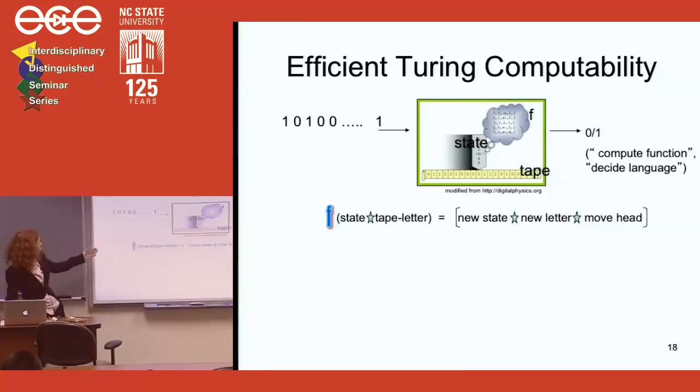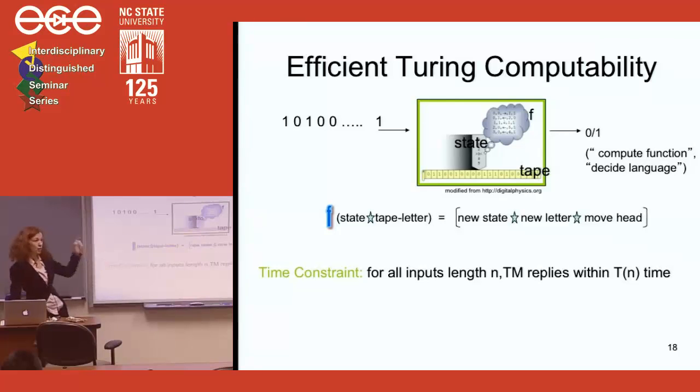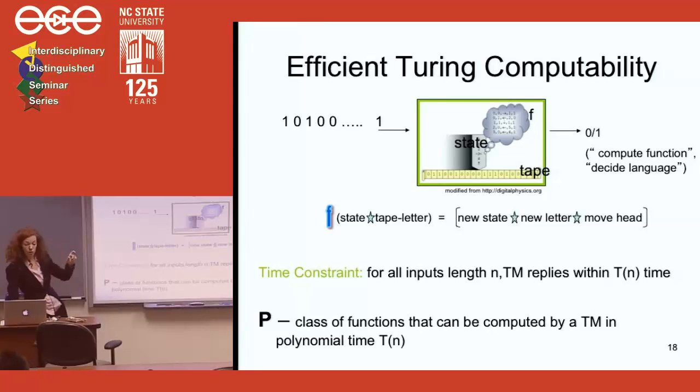Okay, and also to say, in a Turing Machine, we look at the input size, and based on the input size, we say there are time constraints and space constraints. P is the class of functions of what we can do in efficient time, in polynomial time. That is very important. You know why?